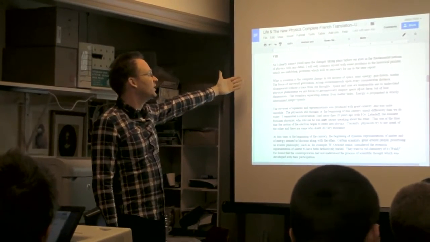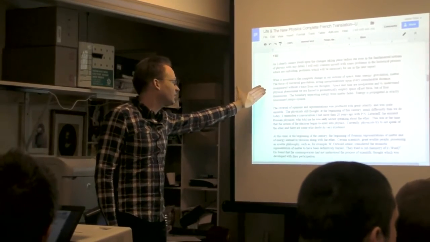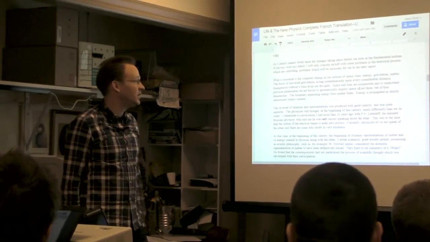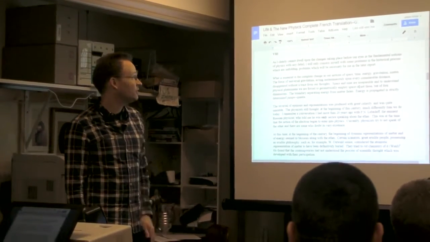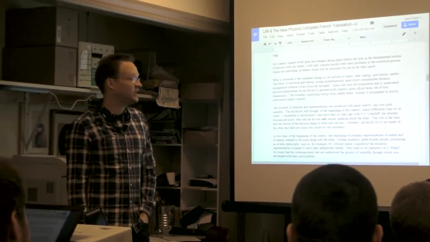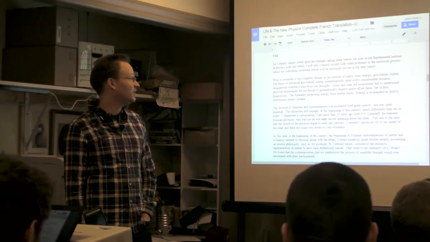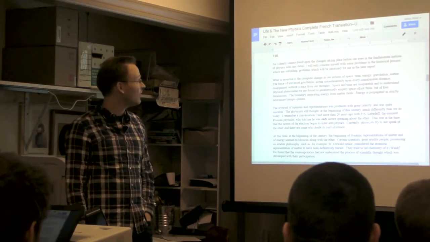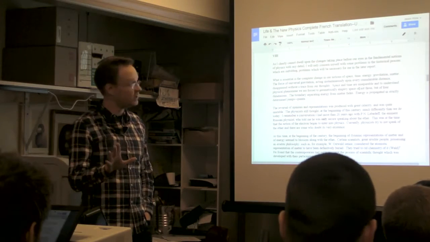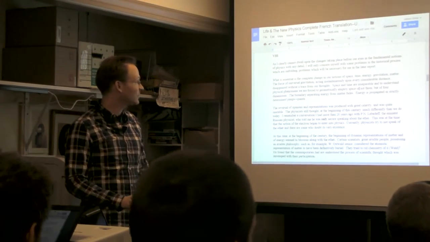So he's not going to dwell on everything. He says, so what's essential is the complete change in our notions of space, time, energy, gravitation, and matter. The force of universal gravitation, acting instantaneously across every considerable distance, disappeared without a trace from our thoughts. Gravitation doesn't exist anymore with general relativity in the way that it used to.